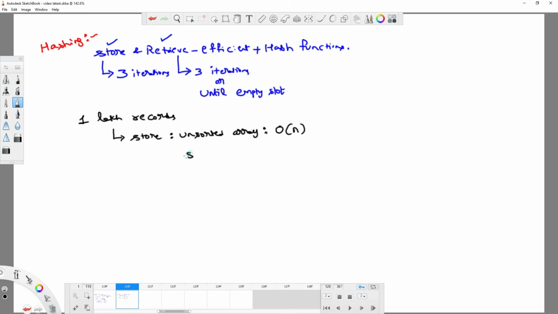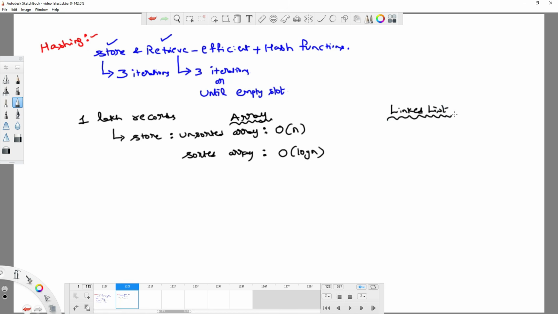What might be another solution? You can store it in a sorted array. Then the time complexity will be big O of log n, right? So these time complexities I am discussing with respect to using arrays as the internal data structure: big O of n for an unsorted array, big O of log n for a sorted array. The same concept I can implement with another internal data structure, which we call a linked list.